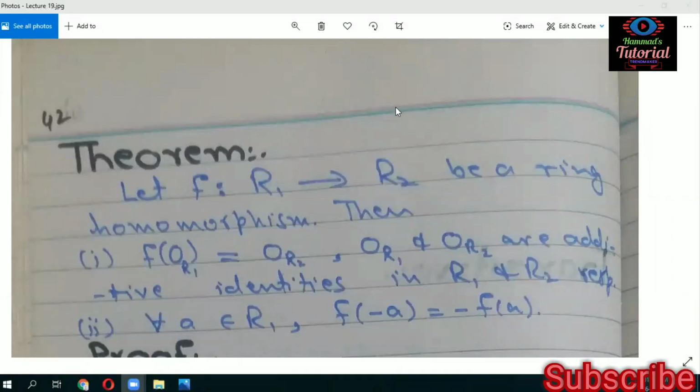Assalamu alaikum students. Now we start our lecture number 19 of rings and fields. In our last lecture, we studied and discussed the definition of homomorphism in rings. In this lecture, we will discuss some properties and some more definitions of the homomorphism.